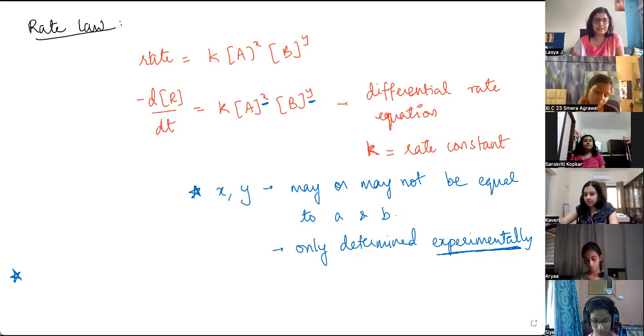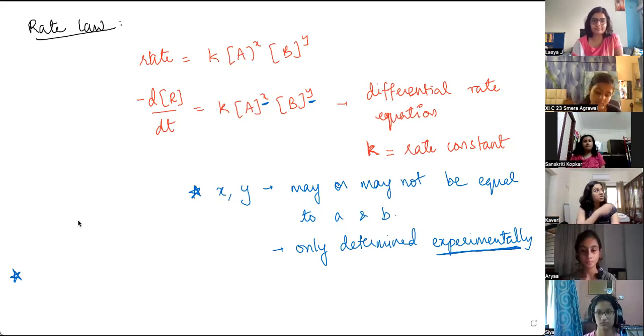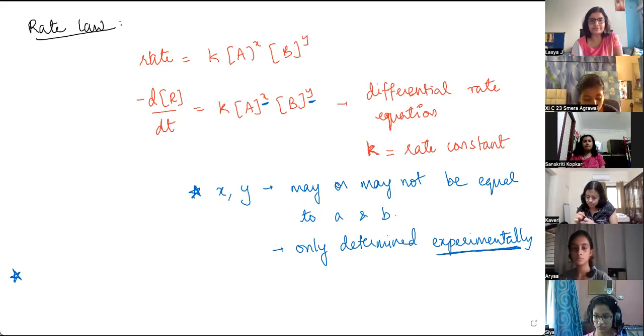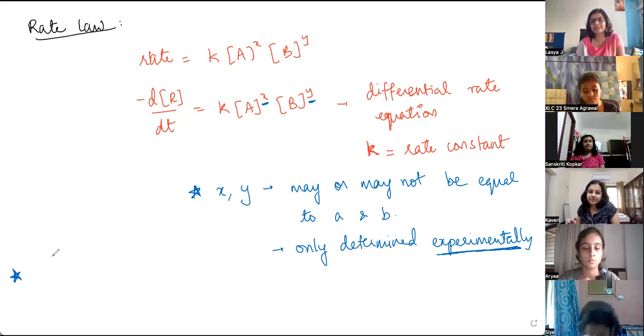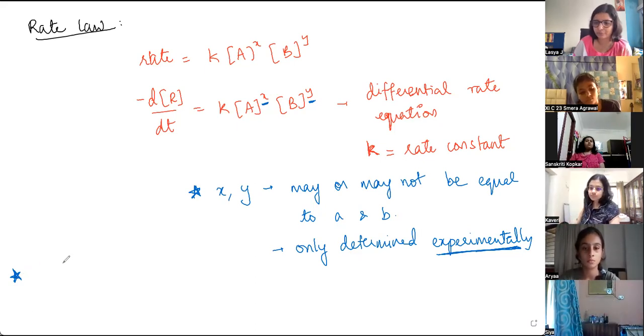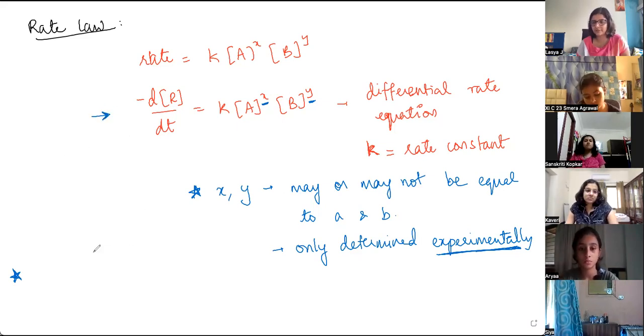So, rate law statement. Okay. I'll give it to you guys, but I don't think I've ever seen a question just asking to state the rate law. The mathematical equation is the more important bit. This is the one that will be asked in questions a lot of times.